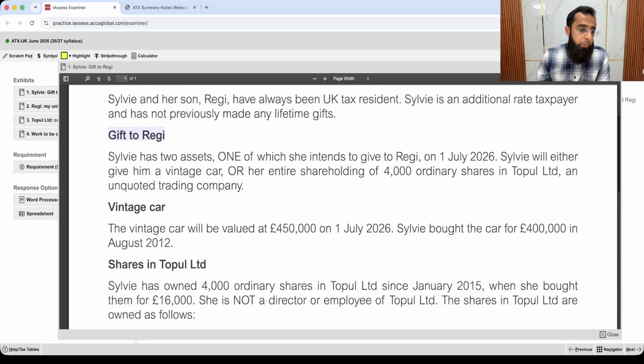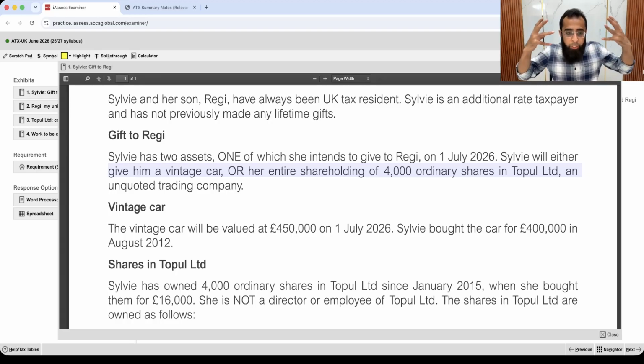Gifts to Regi. Sylvie has two assets, one of which she intends to give to Regi on 1st July 26. Sylvie will either give him a vintage car or her entire shareholding of 4,000 shares in Topul Limited, an unquoted trading company. Now, if I'm gifting anything, it has CGT implications and IHT implications. Start using your mind. Your mind should be operational.